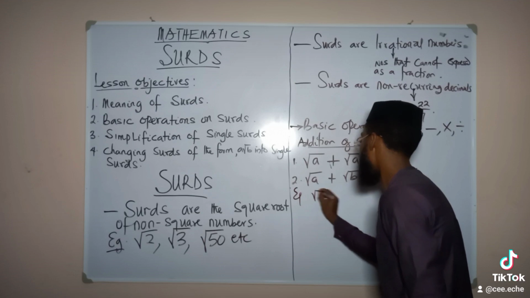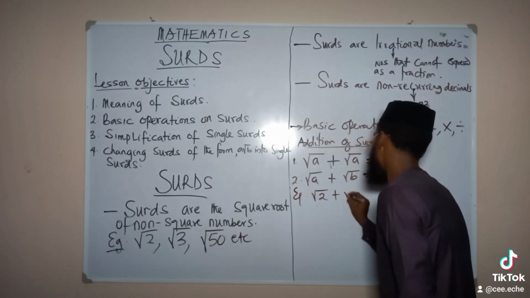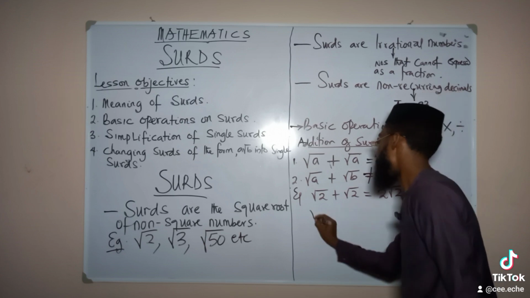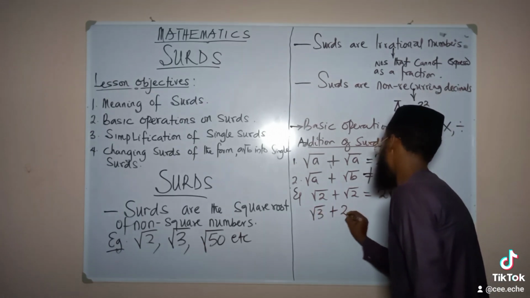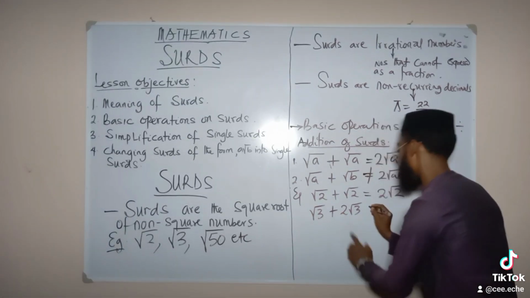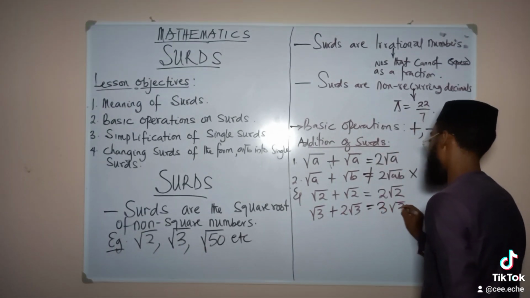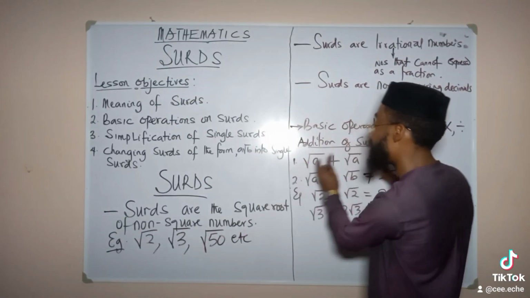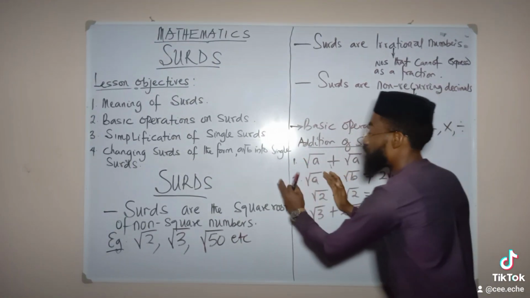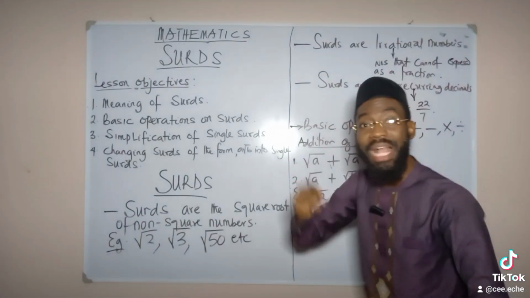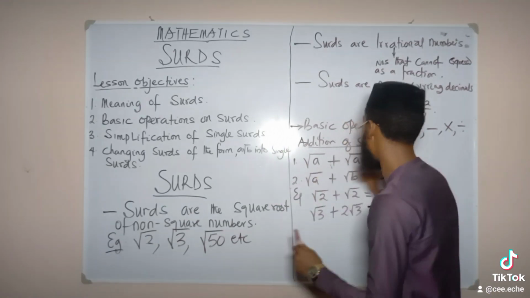For example, I have root 2 plus root 2. This is going to give me 2 root 2. I have root 3 plus 2 root 3. What we have here is 1 root 3 and 2 root 3. This is going to give us 3 root 3. The same thing is also extended to subtraction. You cannot subtract terms that are not like. You cannot add terms that are not like.